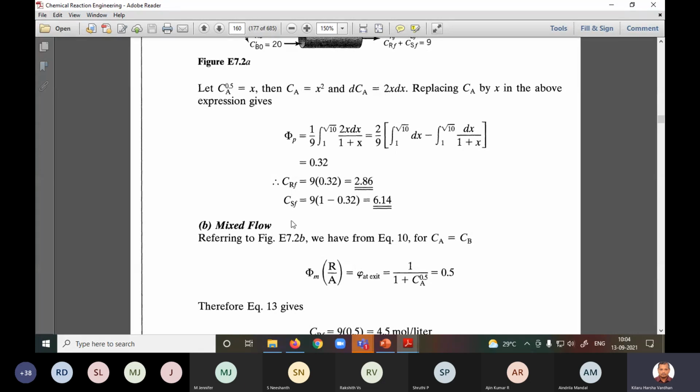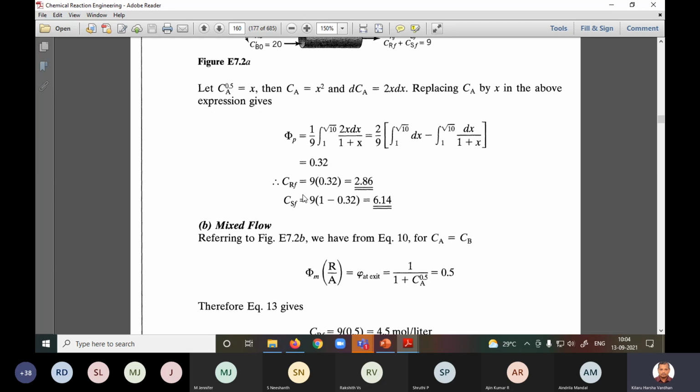But if you want to calculate CSF also, you can calculate. CSF is nothing but 9 times, this is nothing but the phi p, 1 minus phi p will give you CS, right? This is phi p for R. 1 minus that will give you the other product. 1 minus this. Therefore, 6.14 will be the concentration of S, and 2.86 is the concentration of R.